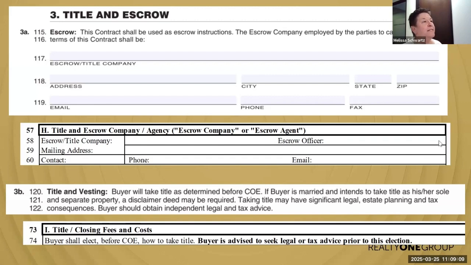You just have no idea. Have they been married before? Are there multiple sets of kids that are involved in this? If they take title as community property with right of survivorship and there are kids from a previous marriage, there can be all sorts of issues with that because those kids may have rights.